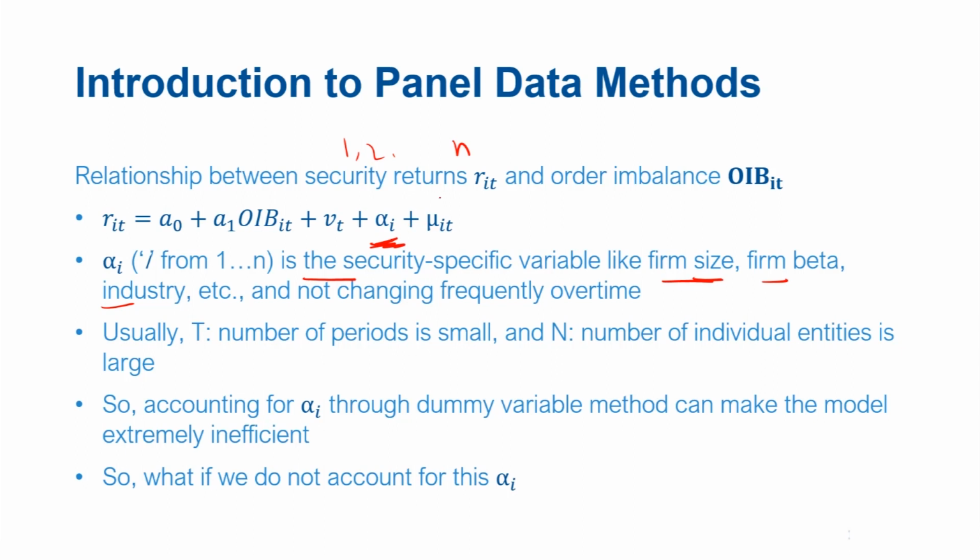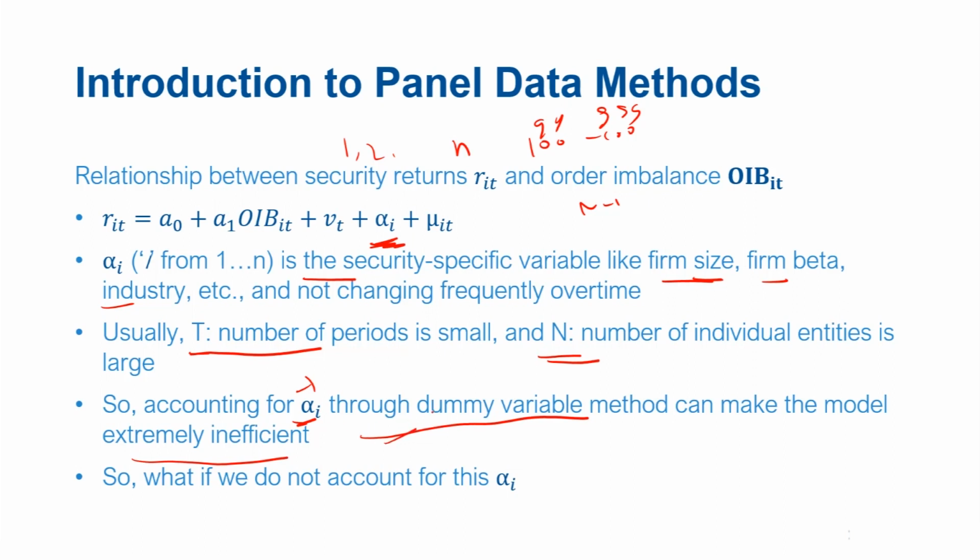In general, and also in this example, this t period is rather small, while the number of entities like securities in this case is rather large. So it is quite easy to model this t through the dummy variable approach. But imagine, for example, if you have 100 to 1000 securities and you put n-1 dummies, for example 99 or 999 dummy variables, that would make the model extremely unparsimonious. And therefore accounting for this alpha i, or what we also call in technical terms unobserved heterogeneity, through the dummy variable method can make the model extremely inefficient.